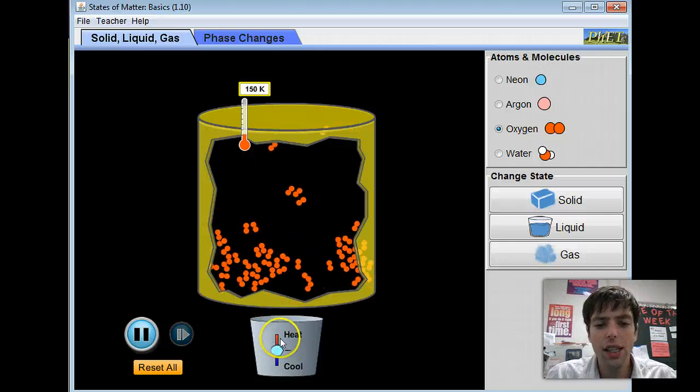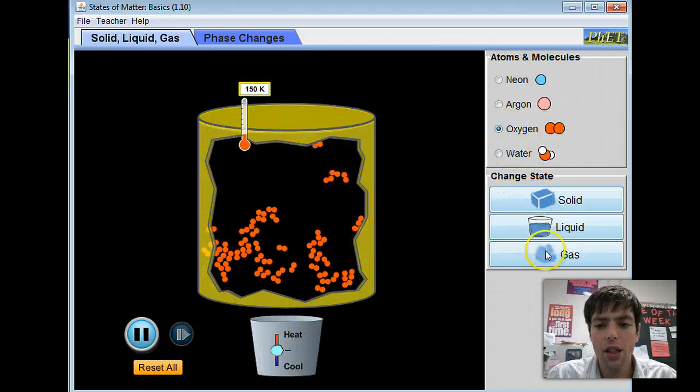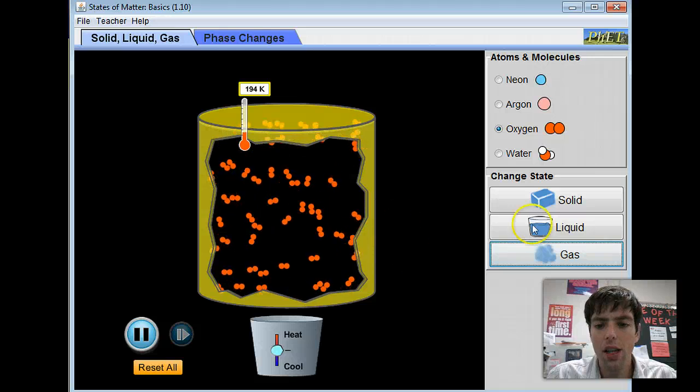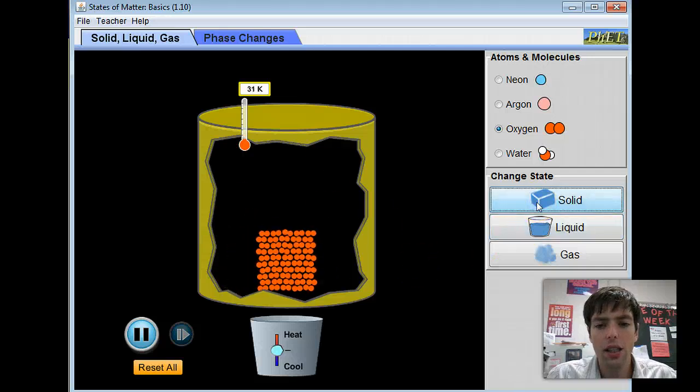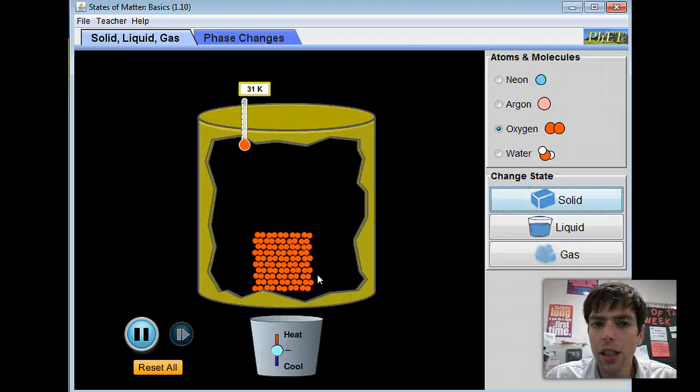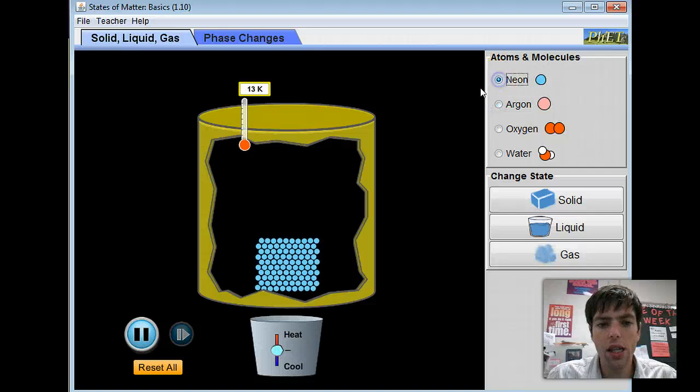Now, if you don't want to heat it up or cool down, you can just click on these buttons over here to see oxygen as a gas is bouncing all over the place. Oxygen is a liquid, it's still moving around, but it's not quite as crazy. Or oxygen is a solid, it's pretty stuck together. Notice it always keeps moving, it's never completely unstuck, but they're vibrating next to one another. You can do this with water, with argon, or with neon.